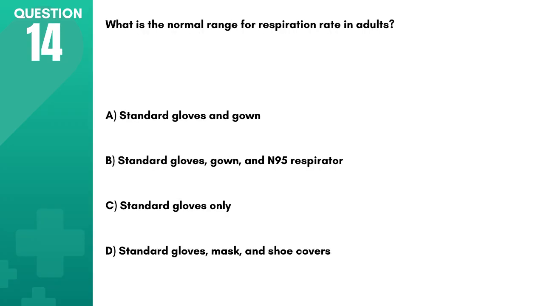Question 14. What is the normal range for adult respiration rate? A. 12 to 20 breaths per minute. B. 60 to 80 breaths per minute. C. 80 to 100 breaths per minute. D. 20 to 30 breaths per minute.